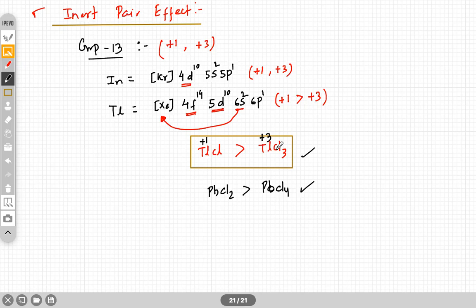Okay. So the question that they frame like this, they'll ask you why TlCl3 converts into TlCl, or why PbCl4 converts into PbCl2. The answer is because TlCl3, because of inert pair effect, is not stable, and hence it has natural tendency to convert into a more stable state, that is TlCl or PbCl2. Clear? Yes.